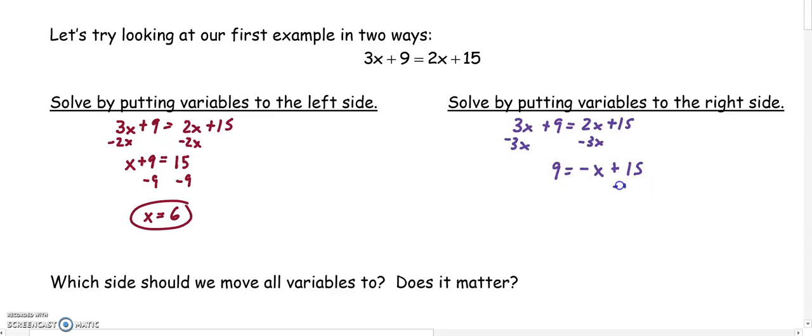So to get x by itself, we have to subtract 15. Negative 6 equals negative x. Remember, when there's a negative, we have to divide by negative 1. So x equals 6.